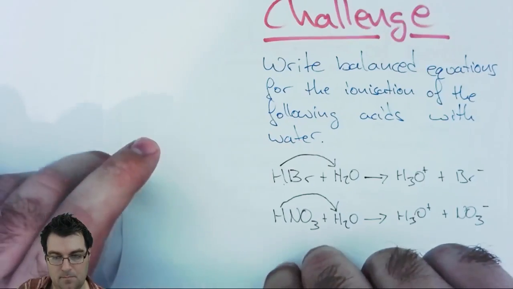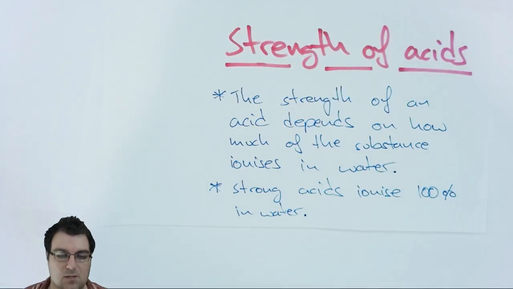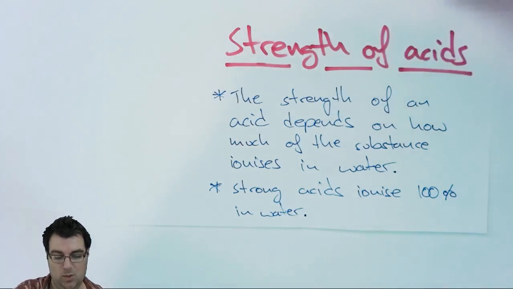All right, so let's take a look at the strength of acids. That's our second concept we're going to explore in this video. Now, the strength of an acid, when we talk about an acid being strong or weak, actually depends on how much of the substance reacts with water. Specifically, the term we use is ionize. So how much of the acid reacts to form ions, specifically hydronium ions, in water. Now, the little kicker to that is to note that strong acids, what we call strong acids, ionize 100% in water.